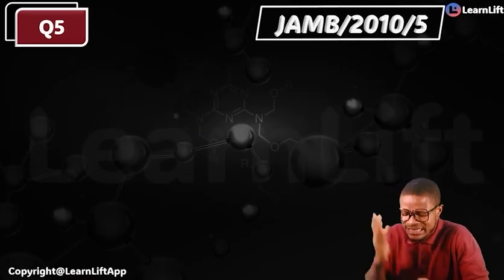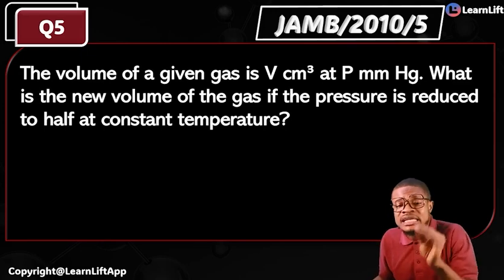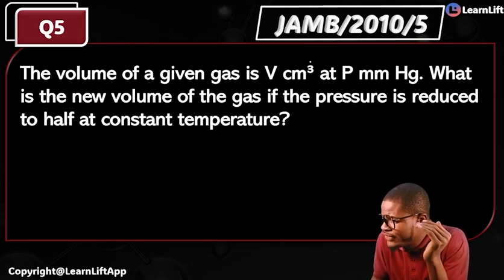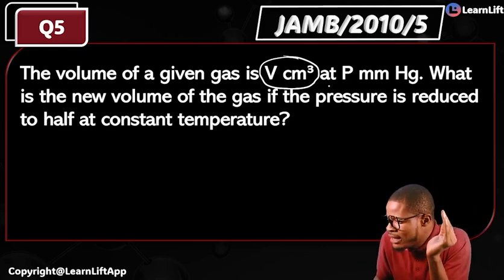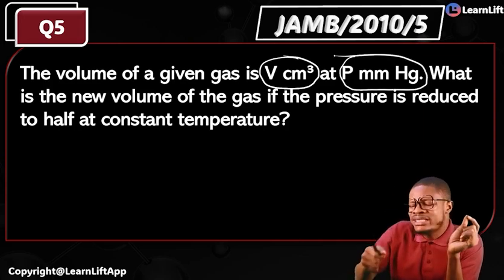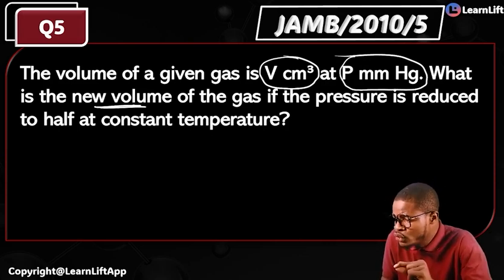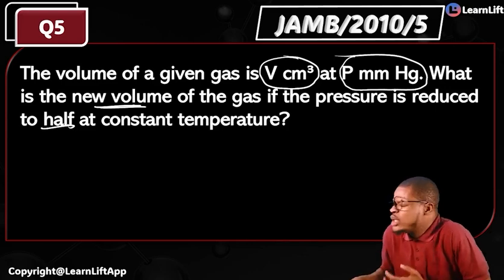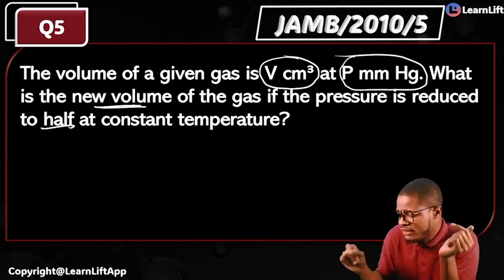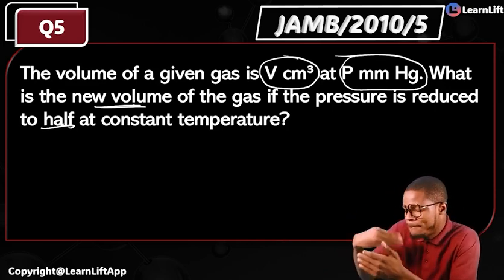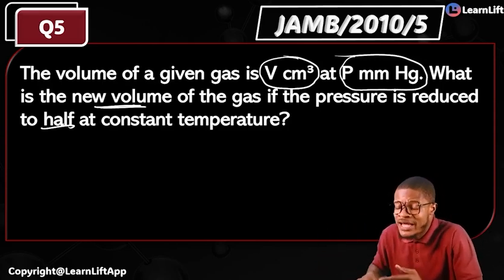Look at this question. JAMB 2010 question 5. The powerful question says the volume of a given mass of gas is V cm cubed, at pressure P in millimeter mercury. What is the new volume of the gas if the pressure is reduced to half? You don't even need to solve. Just saying this alone, I know the answer. Direct. Listen, volume is given as V cm cubed, pressure P millimeter mercury. What is the new volume if the pressure is reduced by half?